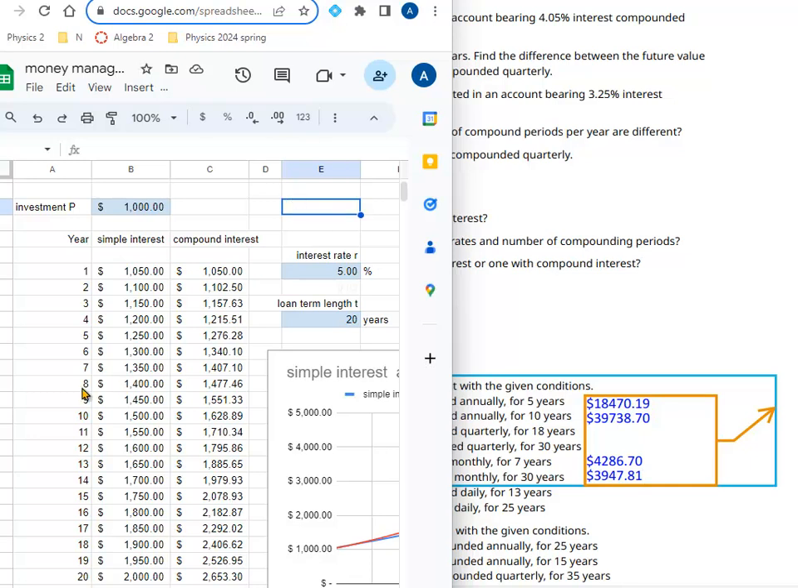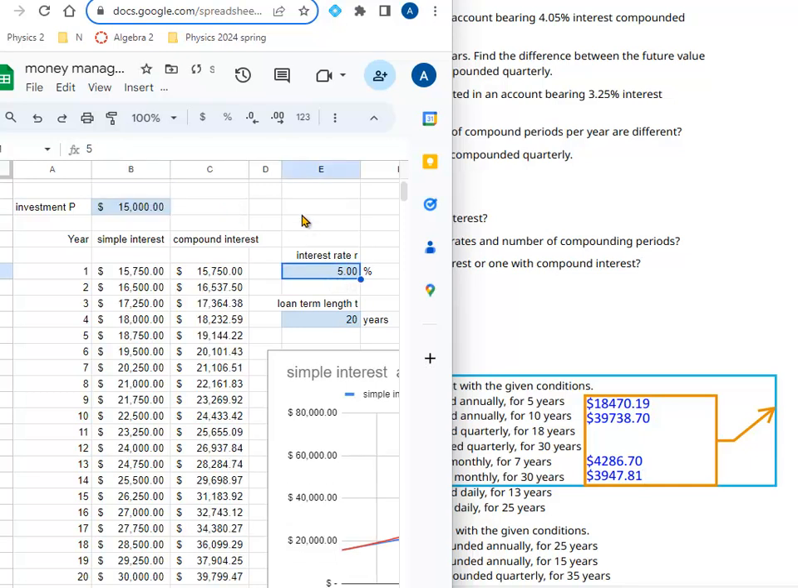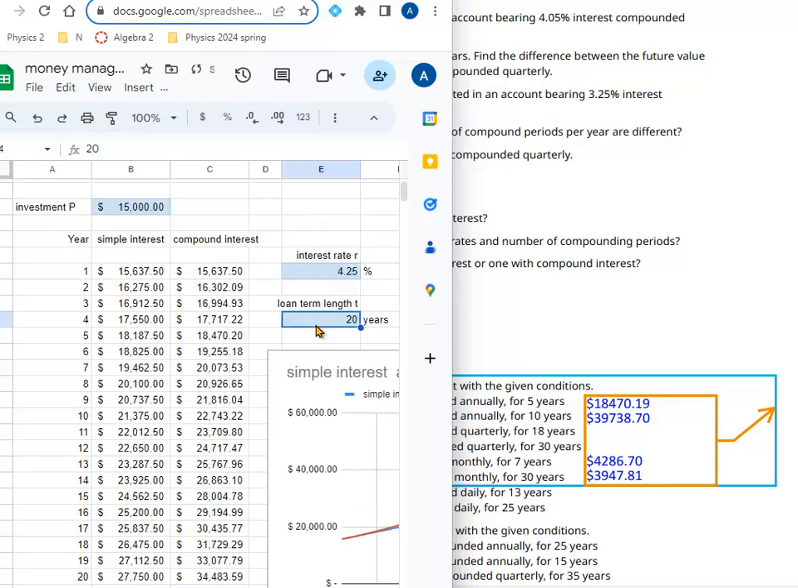So for the first one, I have 15,000 at an interest rate of 4.25% for 5 years. There we go. Again, just like before, the 4.25% right here becomes a decimal by dividing by 100. There it is. And then I'm going to look at 5 years. Here it is, and that indeed is the correct answer.